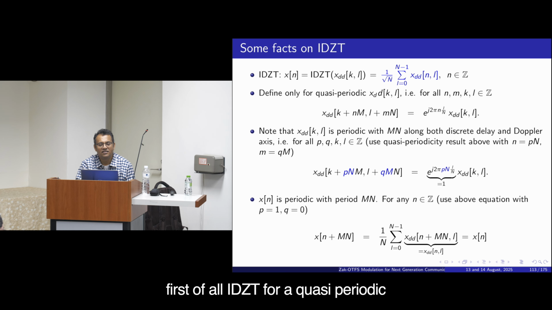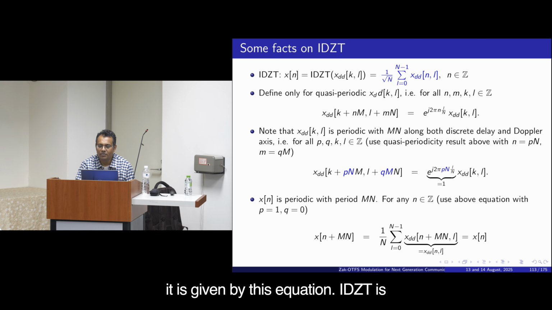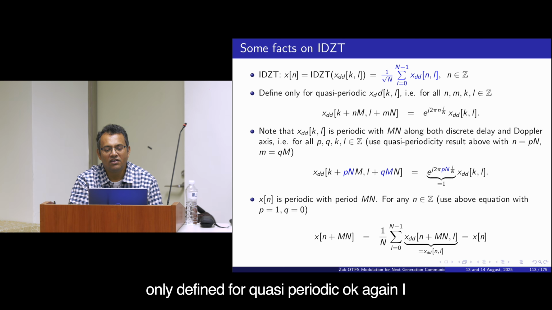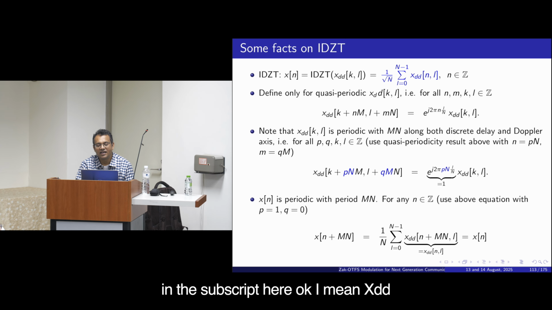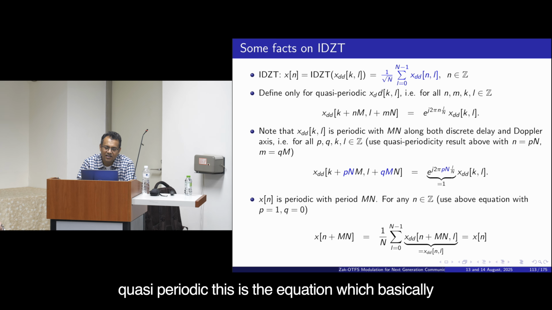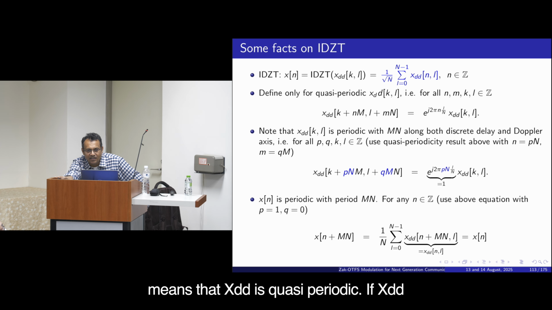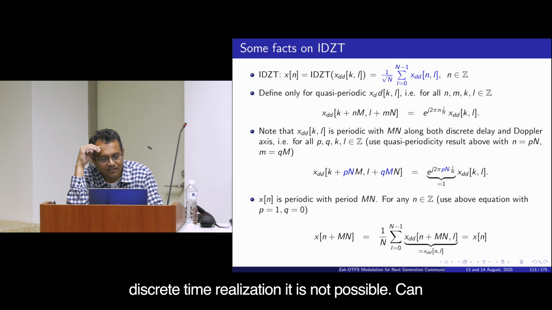So, first of all, IDZT for a quasi-periodic delay-Doppler signal will give you the discrete time realization of that signal, and it is given by this equation. IDZT is only defined for quasi-periodic signals. Again, I am sorry about this d, it should be in the subscript here. I mean x_dd should satisfy this relation. It should be quasi-periodic. This is the equation which basically means that x_dd is quasi-periodic. If x_dd is not quasi-periodic, you cannot have its discrete time realization, it is not possible.